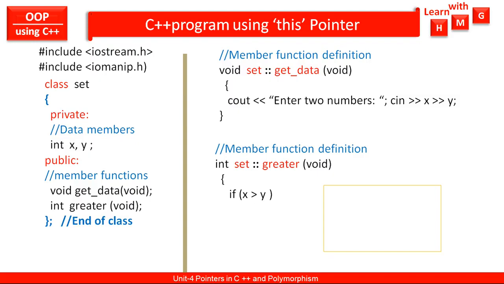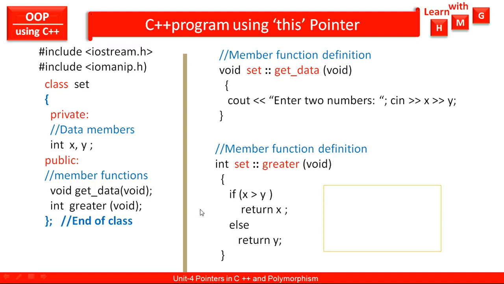So if x is greater than y, then return the value of x, else return the value of y. Here the data member names x and y are directly used. If the condition is true, then x will be returned. If the condition is false, y will be returned.